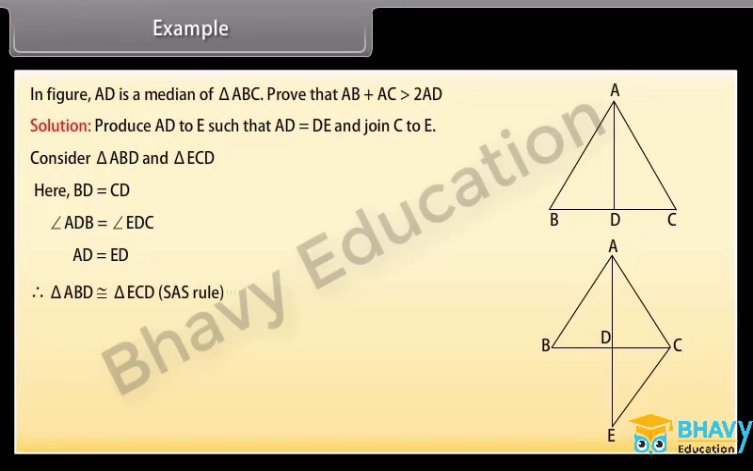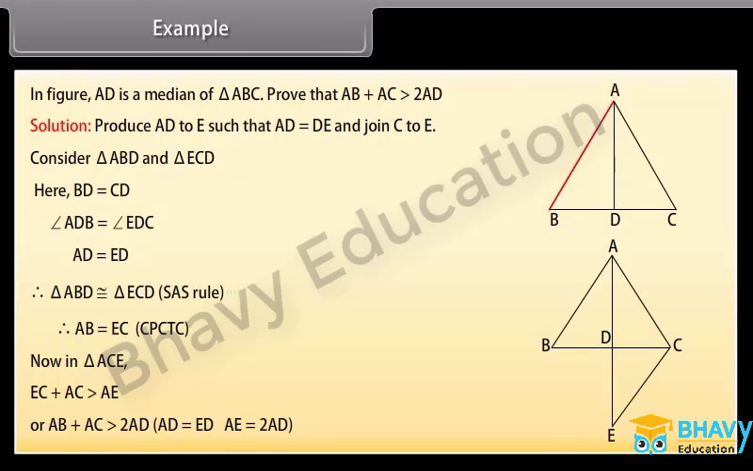Therefore, by SAS Congruence Rule, triangle ABD is congruent to triangle ECD. Therefore, AB is equal to EC, by CPCTC. Now, in triangle ACE, EC plus AC is greater than AE, or AB plus AC is greater than 2AD, because AD is equal to ED, which implies that AE is equal to 2AD.